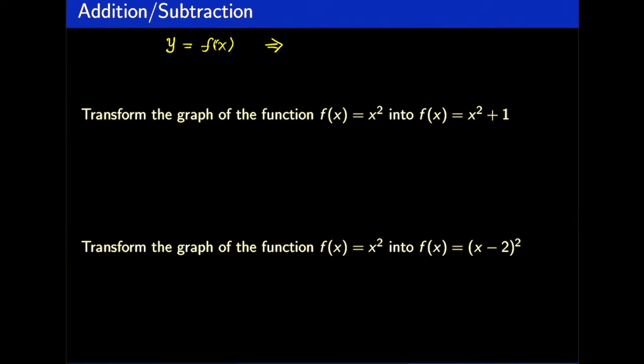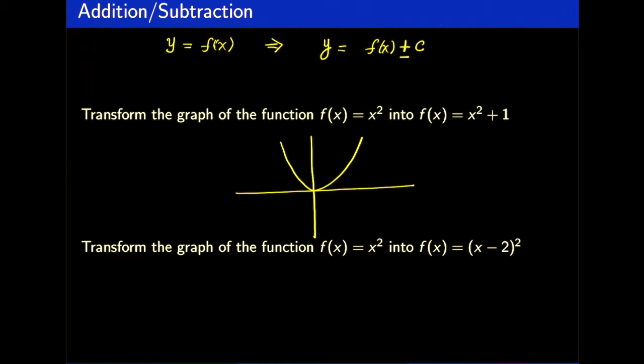What will happen to the graph of the function if I add something to the output? If I add or subtract, how will the graph of the function change? To demonstrate this, I'm going to take this example. I have a function y is equal to x square, or f(x) is equal to x square, which you can also write as y is equal to x square.